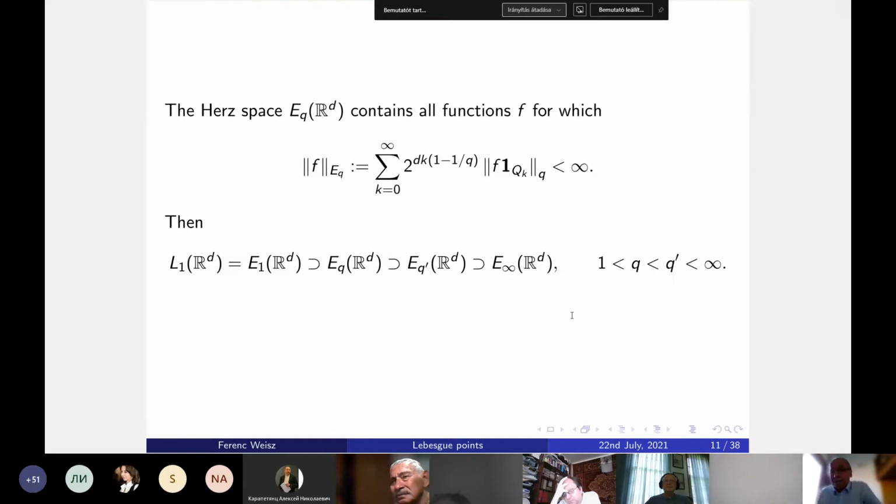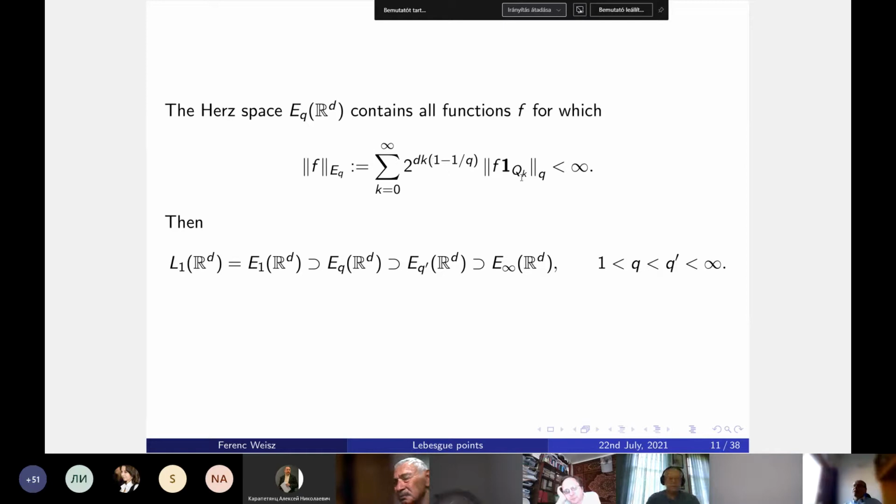I introduced the Herz spaces. A measurable function f is in the Herz space E_q. I need this definition also in the one and also in the two-dimensional case. This is why we have here d. So f is in the E_q space, in the Herz space, if this sum is finite. Here we take the q norm of f over the dyadic corona. Q_k was the difference of two balls, and then we multiply by this power and take the sum.